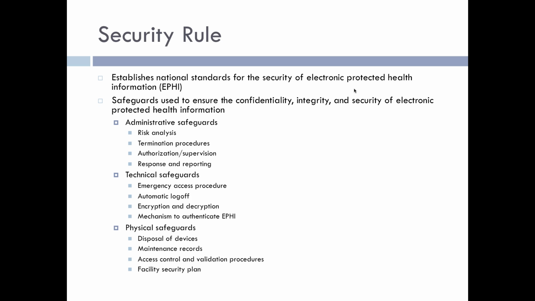The new administrative safeguards include risk analysis, termination procedures, authorization, supervision, response, and reporting. We'll focus on risk analysis later on in the presentation. Technical safeguards include having an emergency access procedure, setting up automatic log-off, using encryption and decryption, and having a mechanism to authenticate electronic protected health information. Physical safeguards include disposing of devices properly, keeping maintenance records, having access control and validation procedures, as well as having a facility security plan.